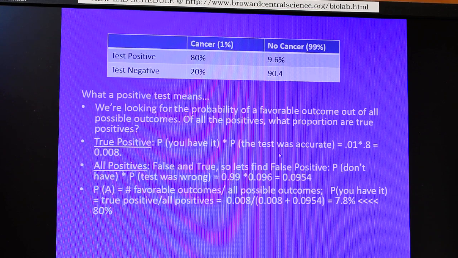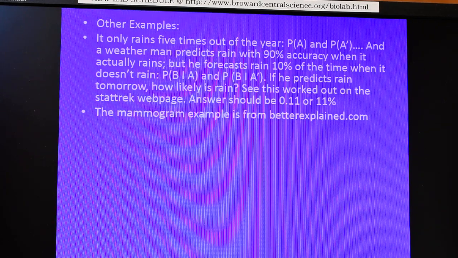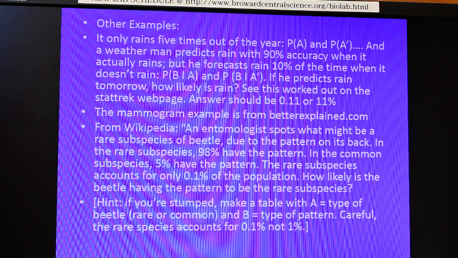All right, so this is the same PowerPoint I've loaded onto D2L for you to look at. I'm going to skip down to these other examples here. We've got an example of a weatherman who predicts rain, and we've got an example of an entomologist predicting how likely a certain beetle is to be a rare beetle. There are many others online. If you want extra practice with this sort of thing, you can just search for Bayes problems. But you have these to work with.